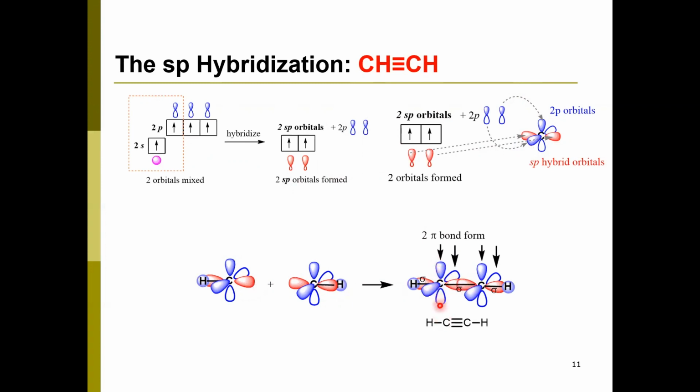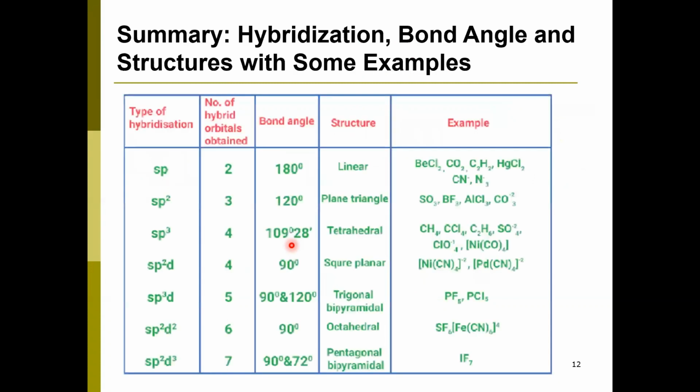Now here are the px and py orbitals. These unhybridized orbitals will overlap side by side to form two pi bonds, one pi bond and another pi bond, and one sigma bond. Now we can explain many molecules by using hybridization. Here are some examples that show we can explain all these molecules by using this hybridization.